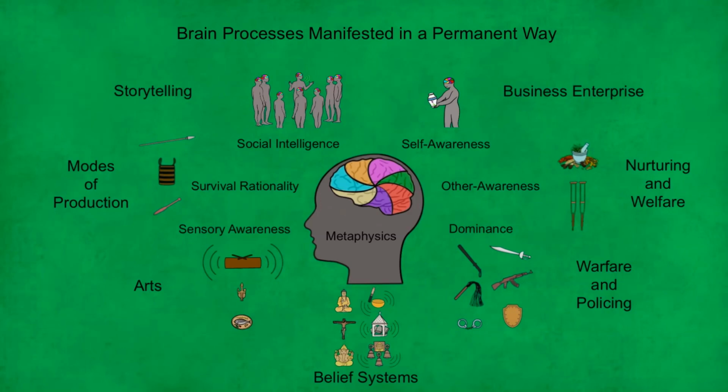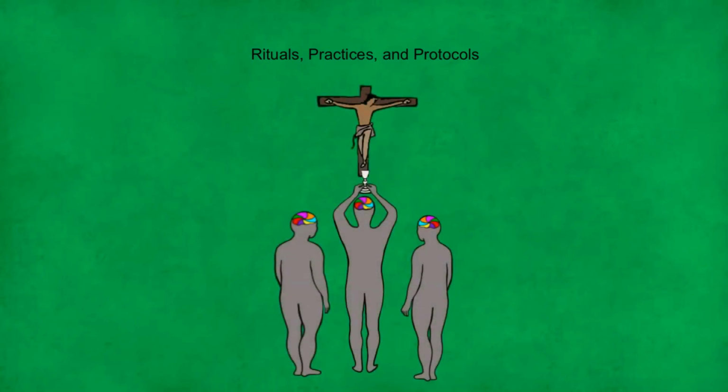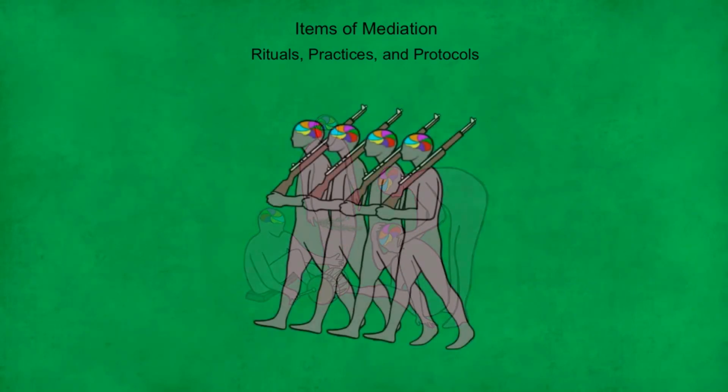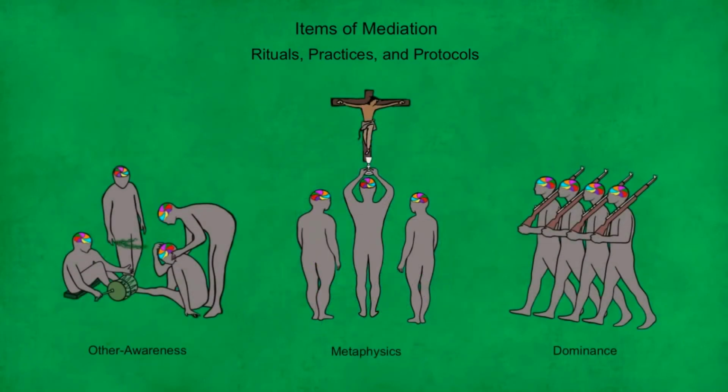But not only manifesting as individual objects and sounds. Evolved neurochemical processes also manifested as group behaviors and rituals that were passed from one generation to the next. All rituals and cultural practices and protocols are in effect also items of mediation, which stimulate specific areas of the human brain. Such things as religious rituals, healing practices, soldiers marching, and so on, all stimulate specific brain processes of those engaged in the performances and those watching them.